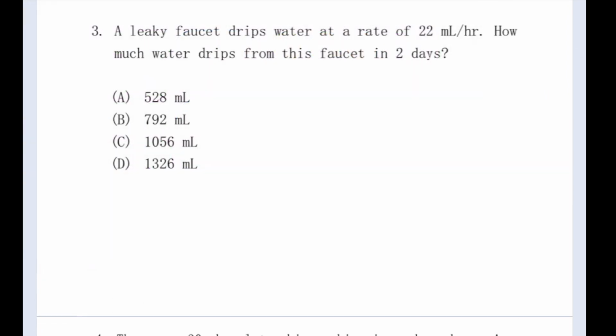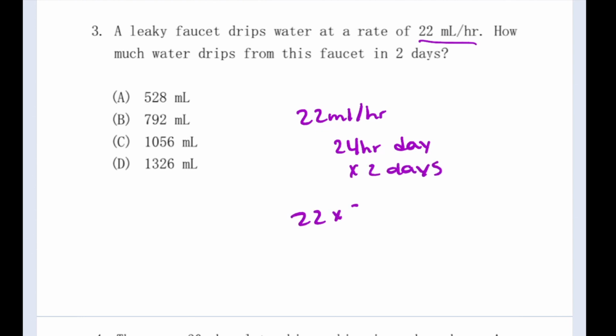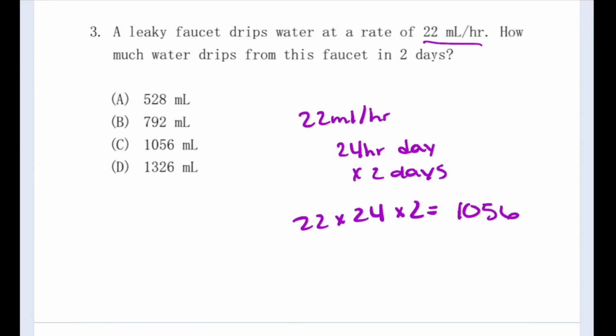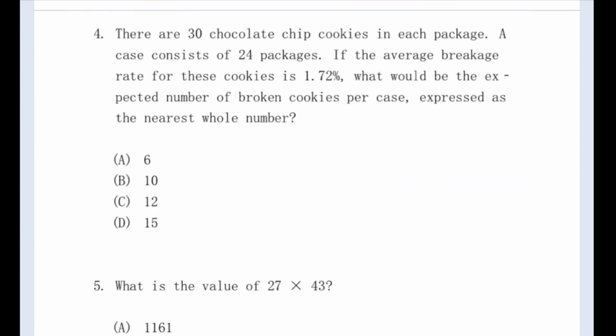Moving on to the next problem: a leaky faucet drips water at a rate of 22 milliliters per hour. How much water drips from the faucet in 2 days? If we have 22 milliliters per hour, we know there are 24 hours in a day. So we're going to multiply 22 times 24 times 2, and that is going to equal 1,056. So our answer is C.